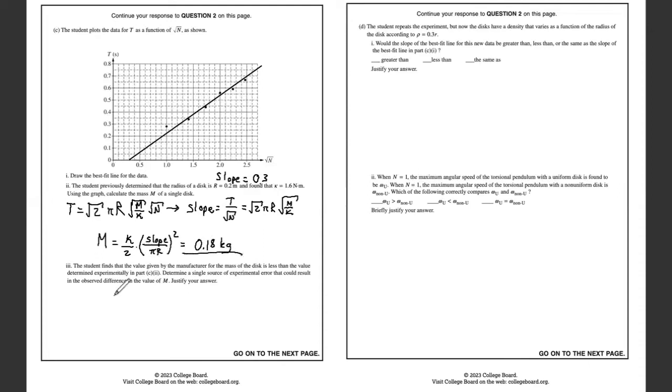All right. If you find that you have a lower mass of the disk, then the value given by the manufacturer is less than the value experimentally determined. So our experimental value of mass is higher. And what that would maybe require, and I'm not 100% certain on this, but I think a reasonable explanation would be if the string was thicker than expected in our experiment.